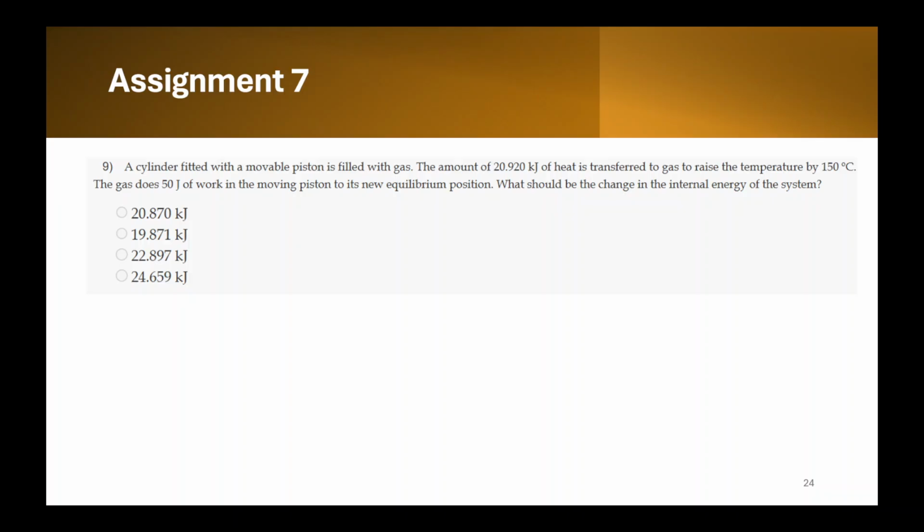Next question: a cylinder fitted with a movable piston is filled with gas. The amount of 20.920 kilojoule of heat is transferred to the gas to raise the temperature by 150 degrees Celsius. The gas does 50 joule of work in moving the piston to its new equilibrium position. What should be the change in the internal energy of the system? So there is a cylinder fitted with a movable piston. So the amount of heat transferred to the gas to raise the temperature.